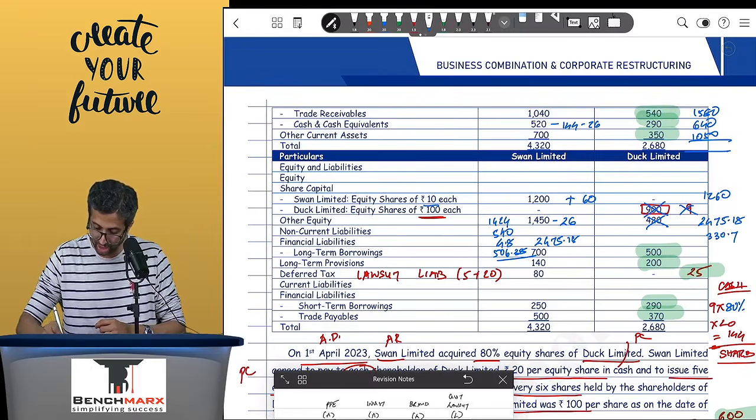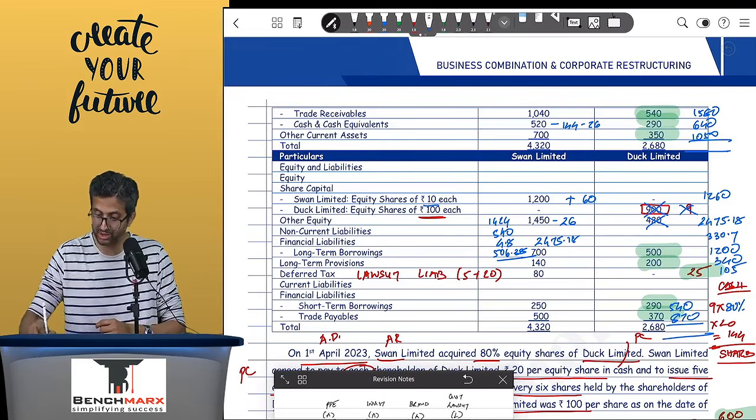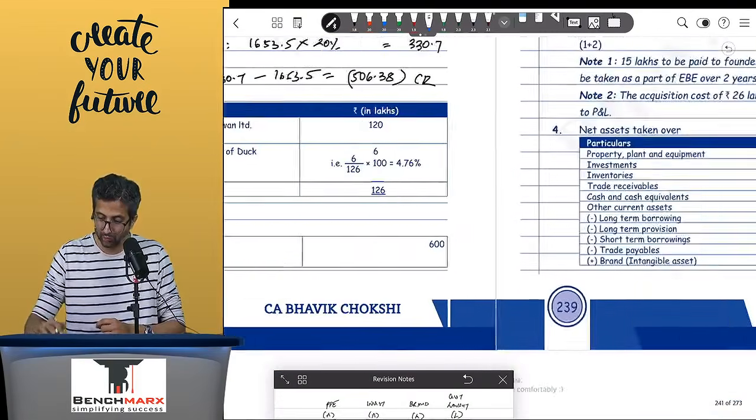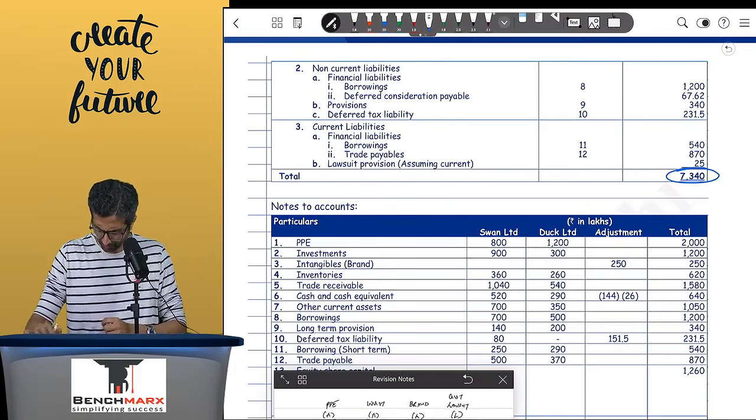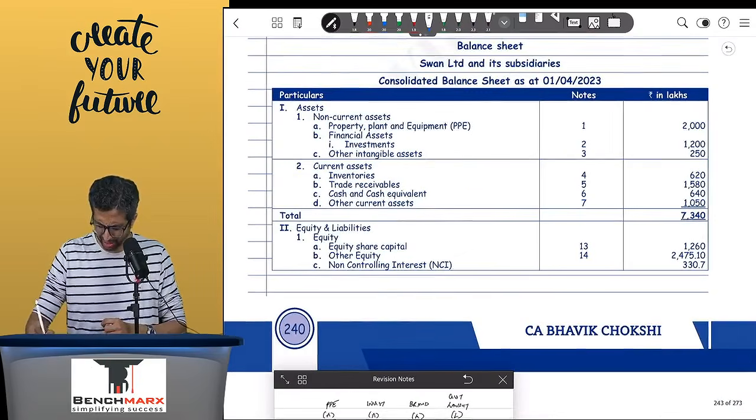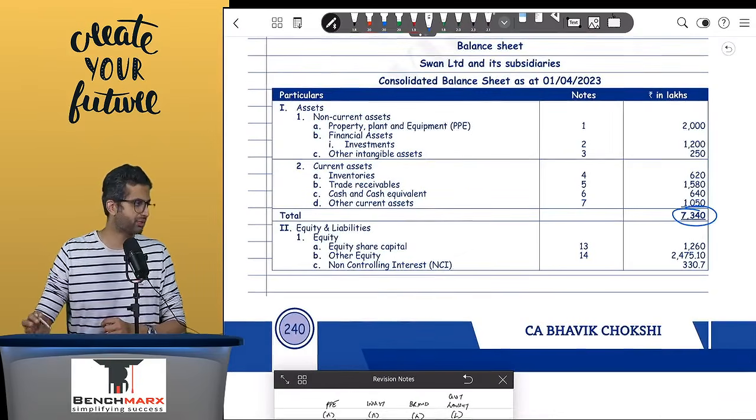Other than that, you will have long-term borrowings of 1200, long-term provisions of 340, a deferred tax liability of 80 and 25. 80 and 25 comes to 105. Short-term borrowings of 540, trade payables of 870, and if all goes well, your balance sheet would tally at around 7340. So this is your balance sheet tallying at around 7340.